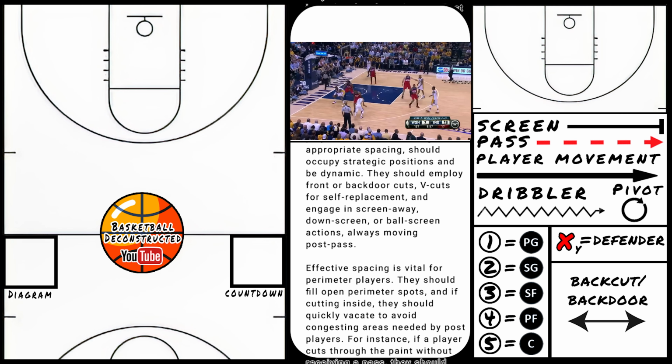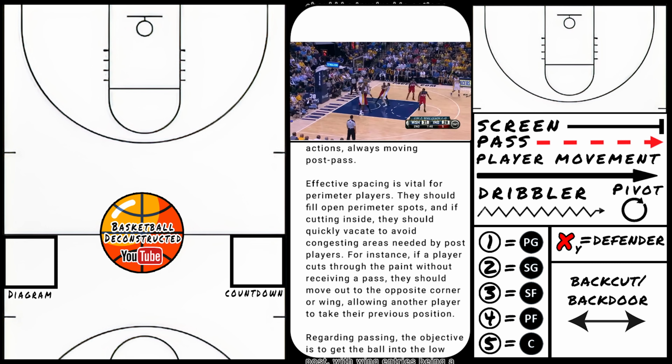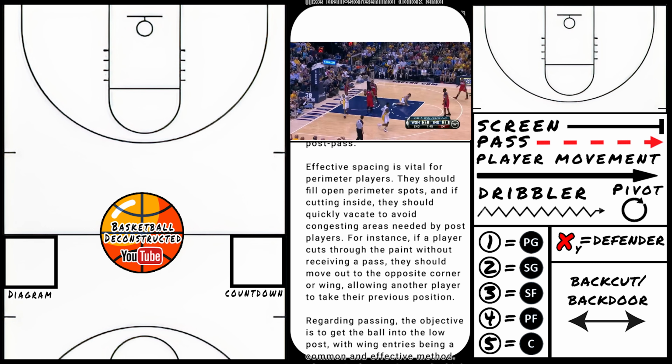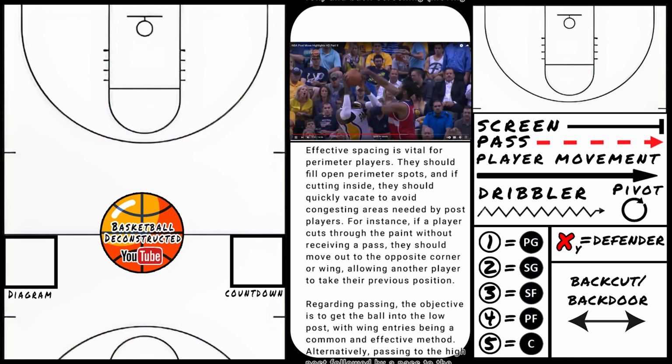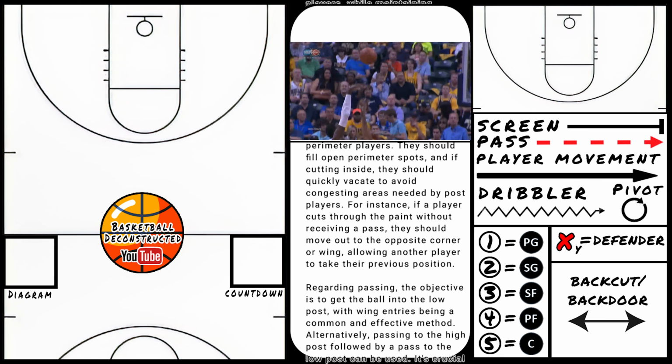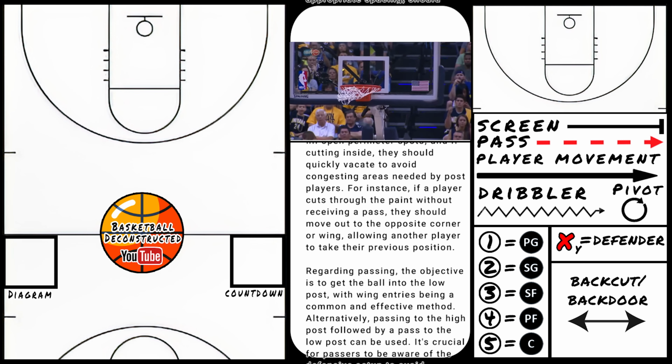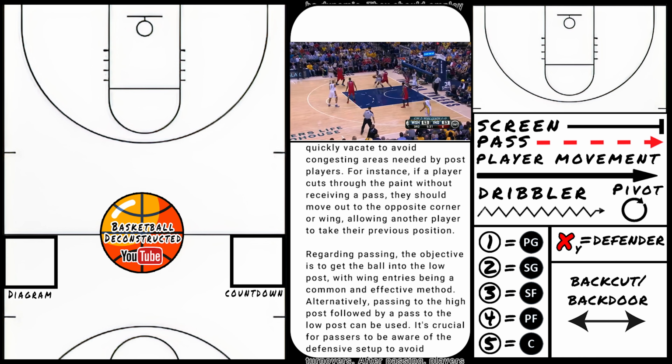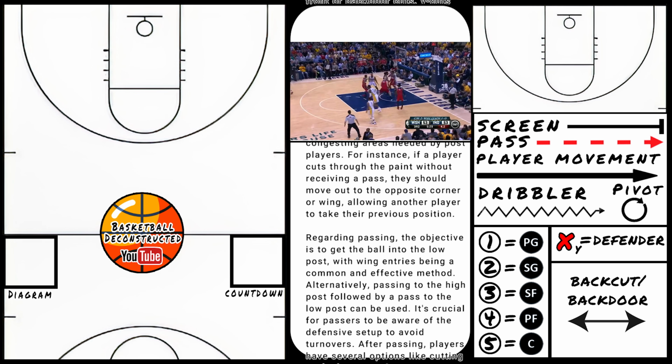Effective spacing is vital for perimeter players. They should fill open perimeter spots, and if cutting inside, they should quickly vacate to avoid congesting areas needed by post players. For instance, if a player cuts through the paint without receiving a pass, they should move out to the opposite corner or wing, allowing another player to take their previous position.